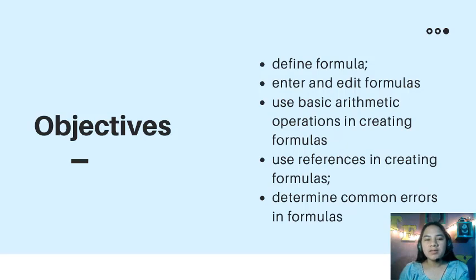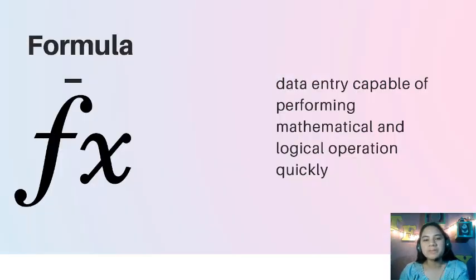Now, let us first define the objectives that we are going to have for this module. We are going to define a formula, we can edit the formulas, and we are also going to use the basic arithmetic operations. And we also have to know the references. It's good to use references rather than values. Okay, so first we're going to define formula.